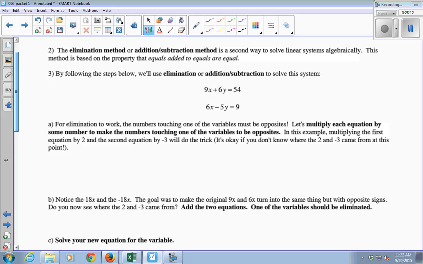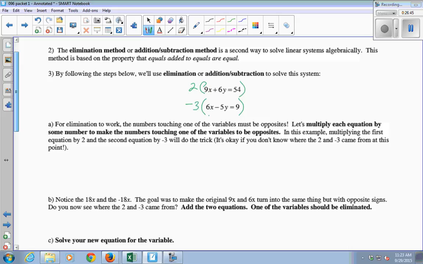Okay, so I have a new system here, 9x plus 6y equals 54, 6x minus 5y equals 9. For elimination to work, the numbers touching one of the variables have to be opposites. So I'm going to multiply each of those equations by some number to make the numbers touching one of the variables be opposites. In this example, if you multiply the whole first equation by 2, and the whole second equation by -3, this will do the trick.